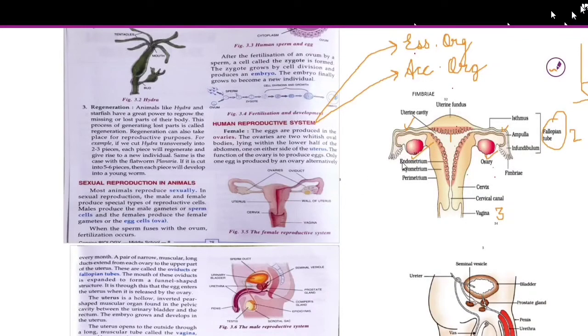So they are roughly spherical or rounded, whitish in color, and one on each side. What is their function, beta? Since they are the primary sex organ, any primary sex organ, whether male or female, its main function in the reproductive system will be production of gametes.